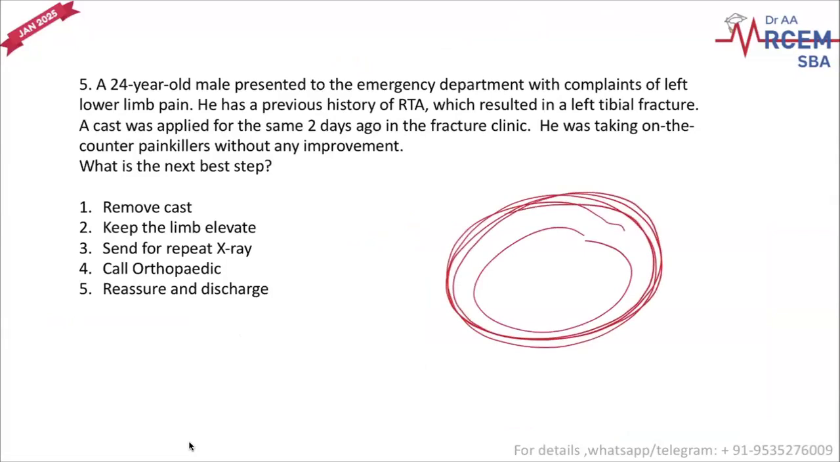If someone comes with pain, with simple painkillers the pain is not coming down, suspect compartment syndrome. If you're suspecting compartment syndrome, first thing is to remove the constrictions. What is the constriction here? The cast which is causing it. So remove the cast should be the first thing.